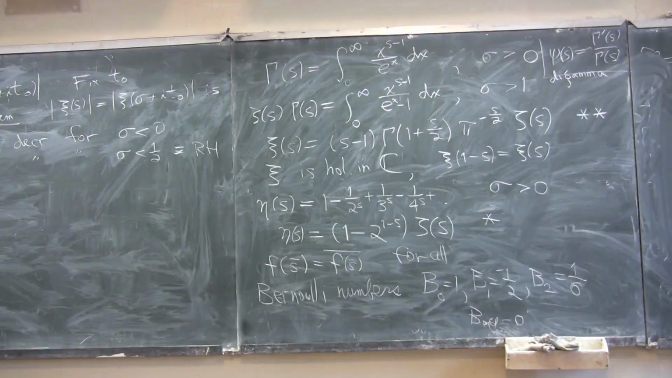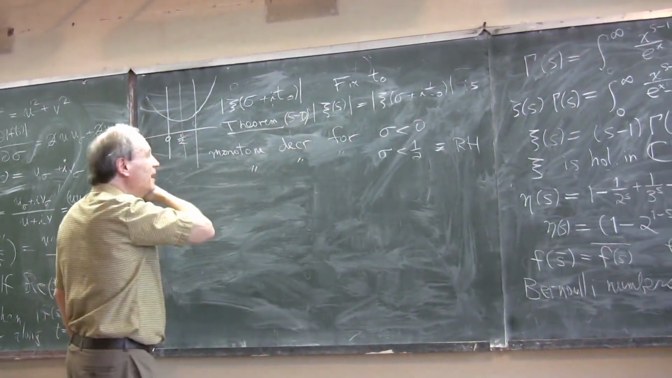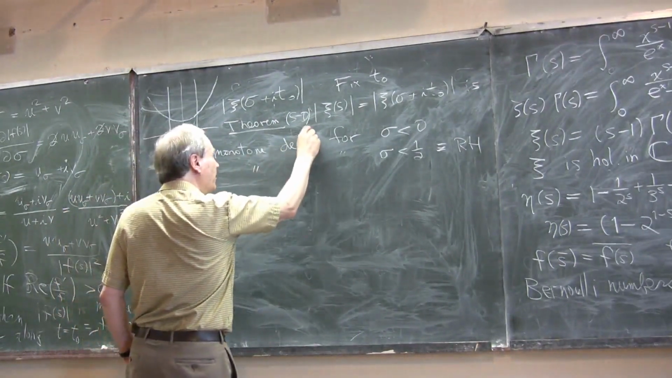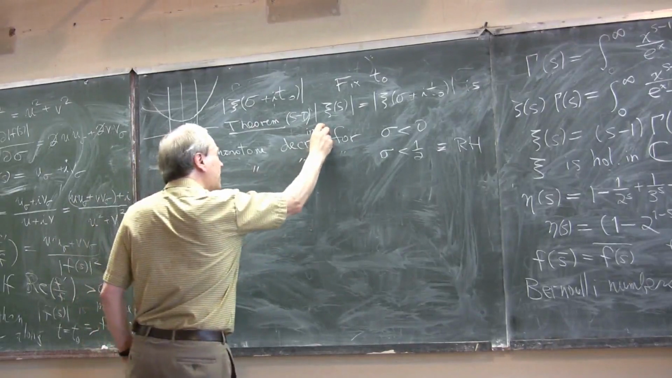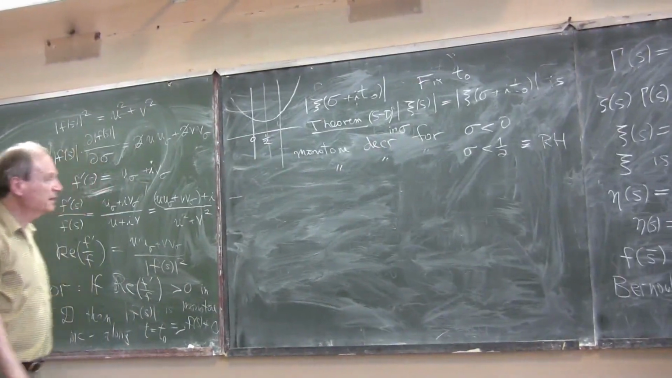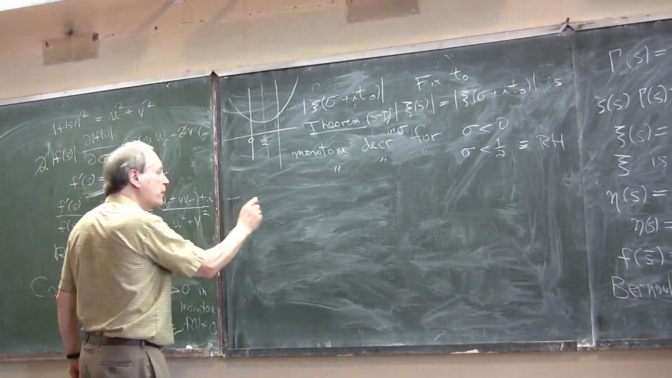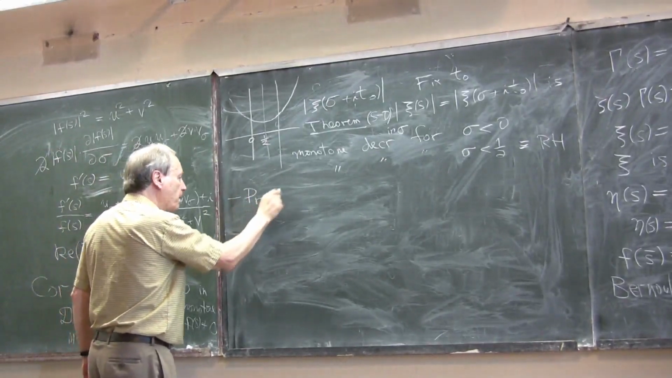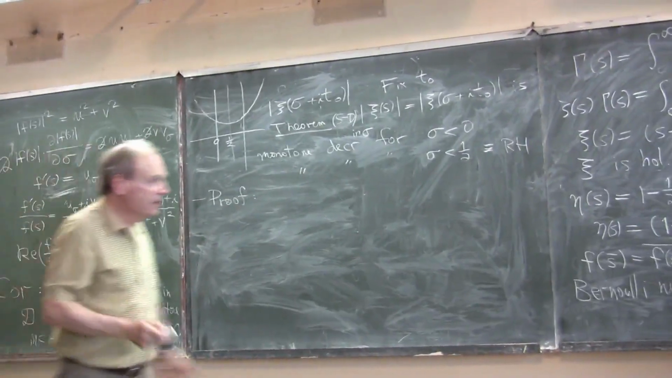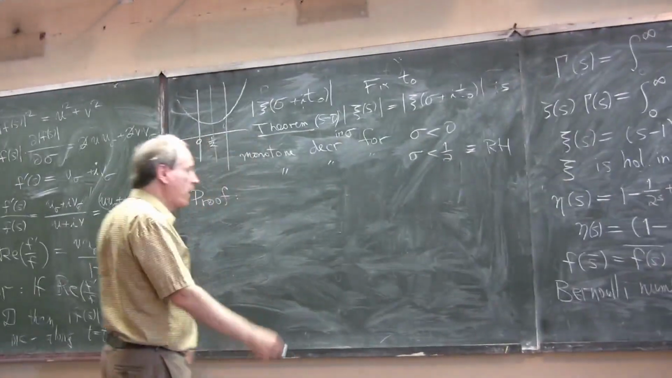So we come back to this theorem. And it should maybe say monotone decreasing in sigma. So we're fixing T0 and studying the modulus along a horizontal line. Okay, well let me show you a very short proof. We saw that this function psi is holomorphic in the entire complex plane. That means it's an entire function.